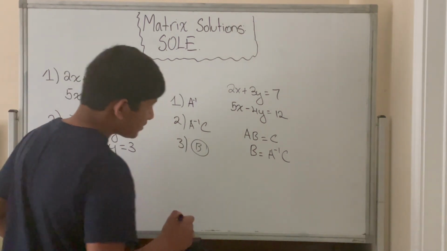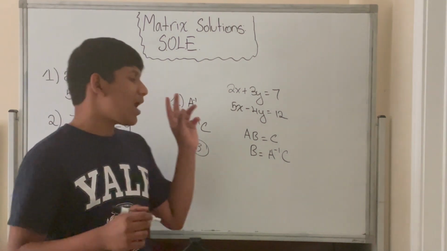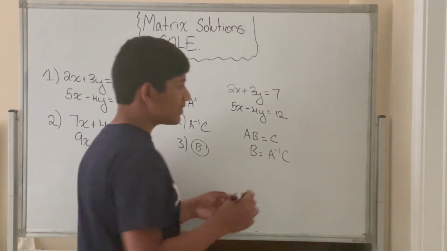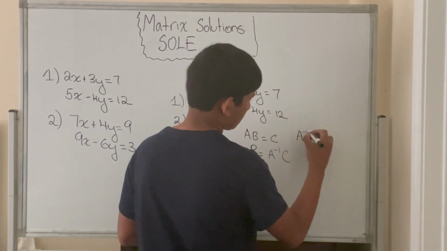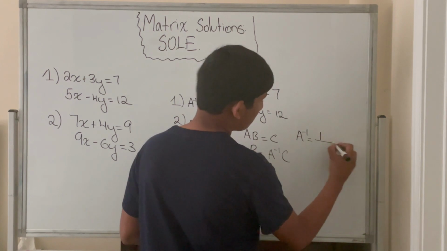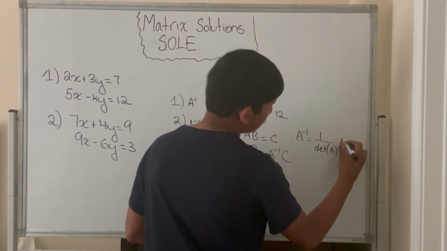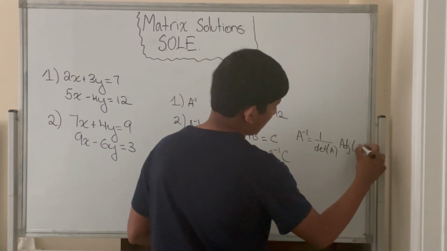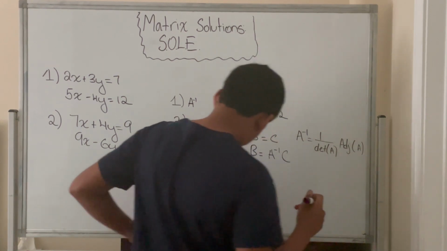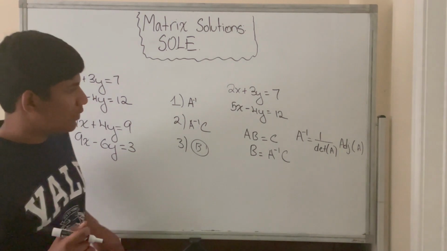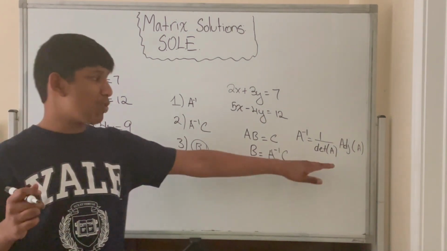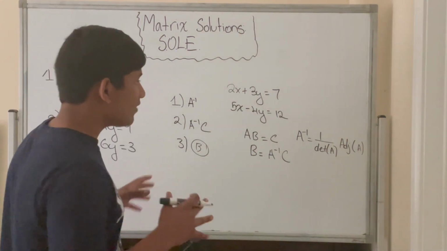Okay, so let's begin by trying to find A inverse. A inverse is just 1 over the determinant of A multiplied by the adjoint of A. Okay, so this is what we're trying to find first.